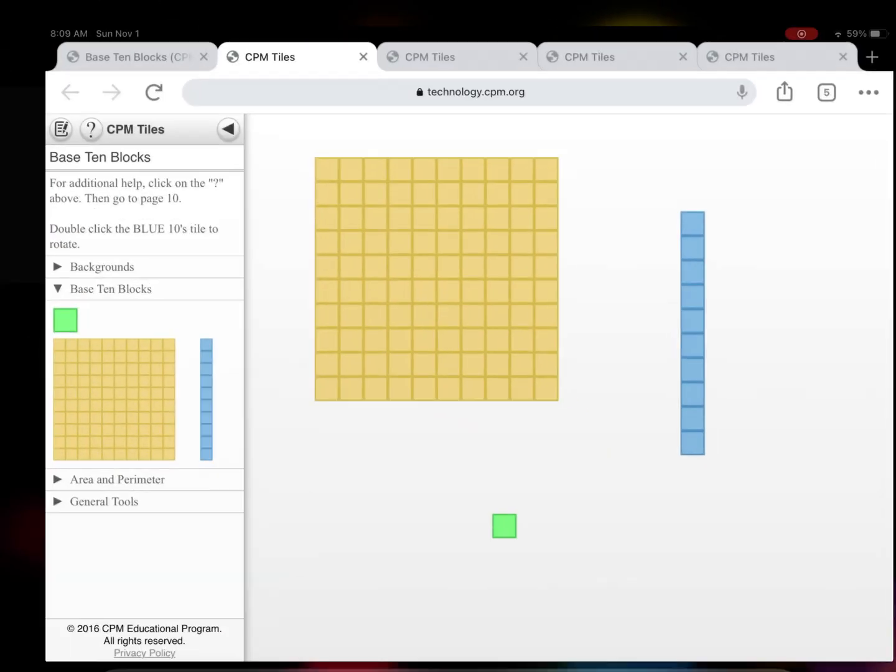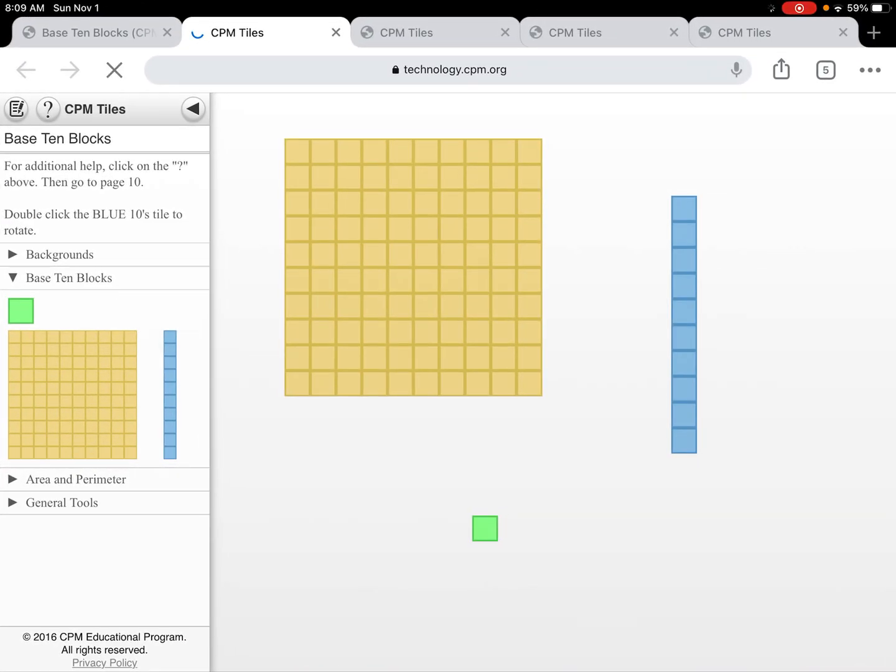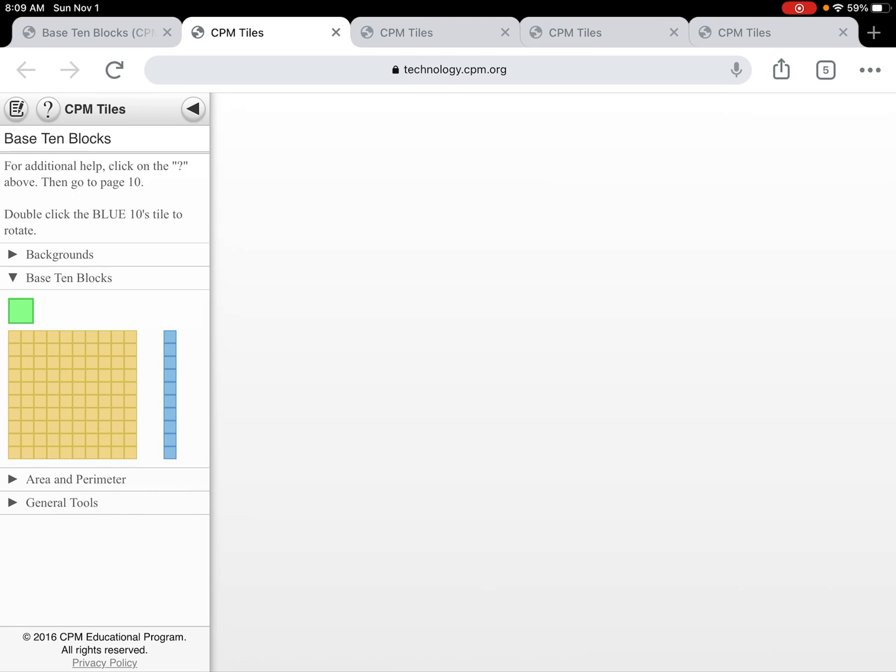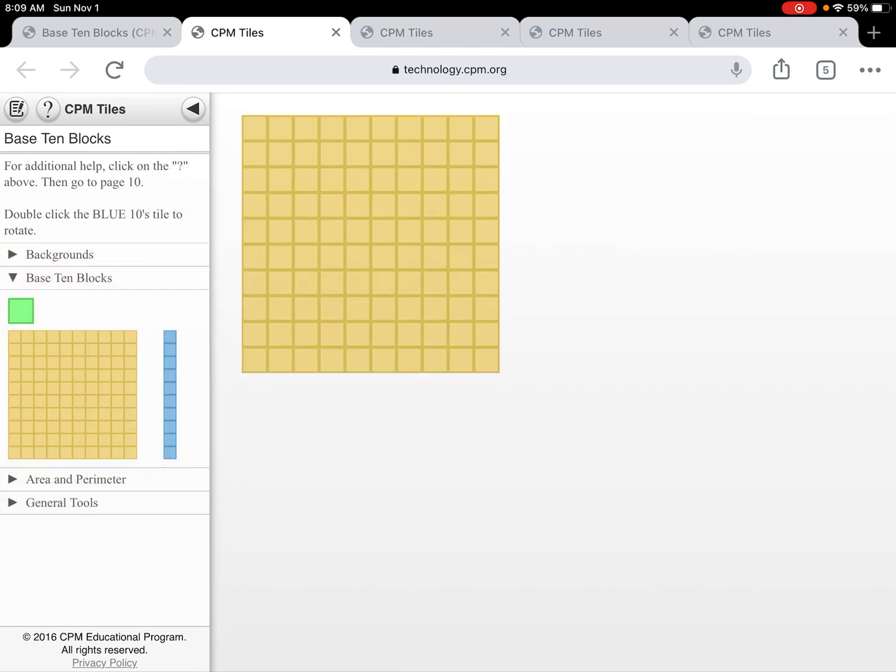All right, let me go back to this. I'm going to reload this. So I need 127. Well, let's get this block out because that will represent my 100. Then I could take, sorry about that.